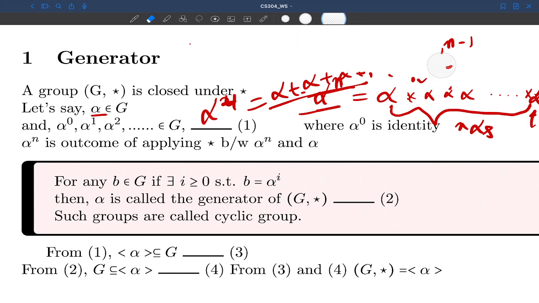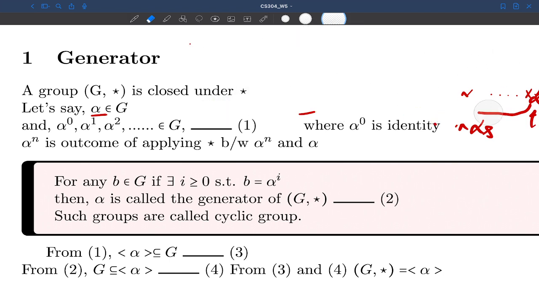So you get it, right? I am starting with the identity element. I apply alpha on it, then I get alpha 1. Then I again apply alpha on it with operator star, then I get alpha 2, and so on. So I keep on getting new and new numbers, and I am incrementing the superscript label. So you got the notion, right?